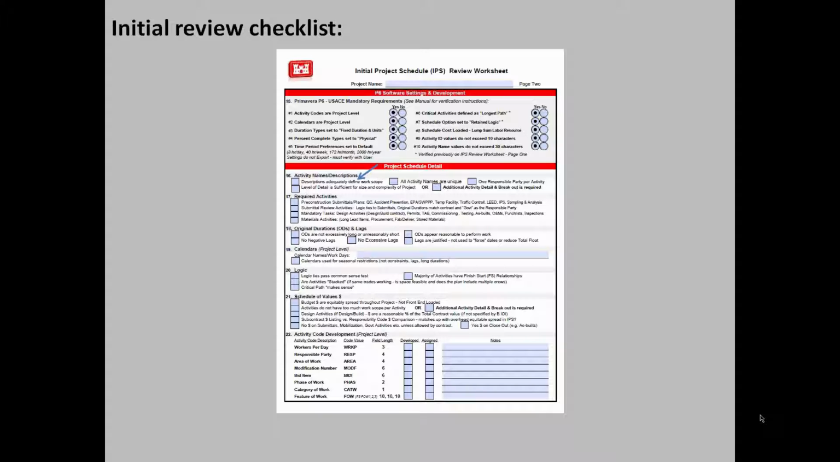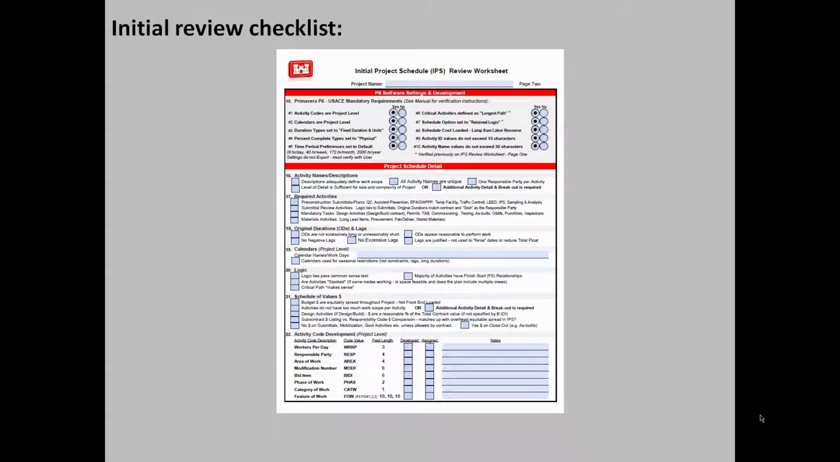Same goes for walls. If you have an activity called wall, well, is that the framing? Is that the drywall? What exactly does that activity encompass? So whenever you see especially long duration activities with generic type descriptions, you want to go in and speak with your contractor and ask him or her, hey, what exactly does this work encompass?